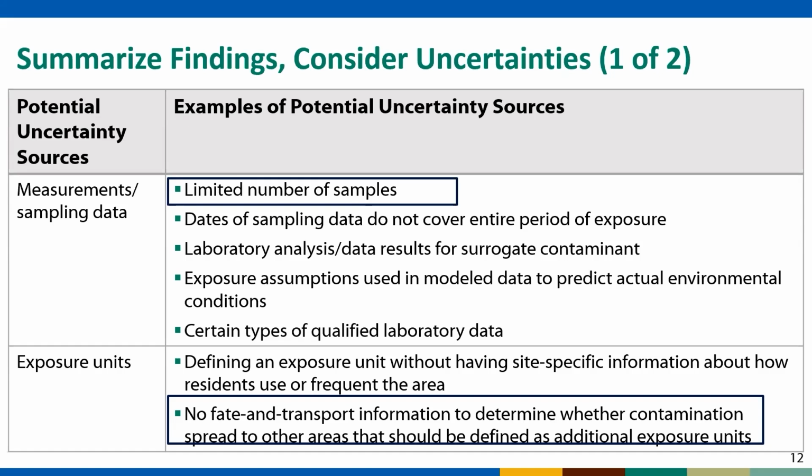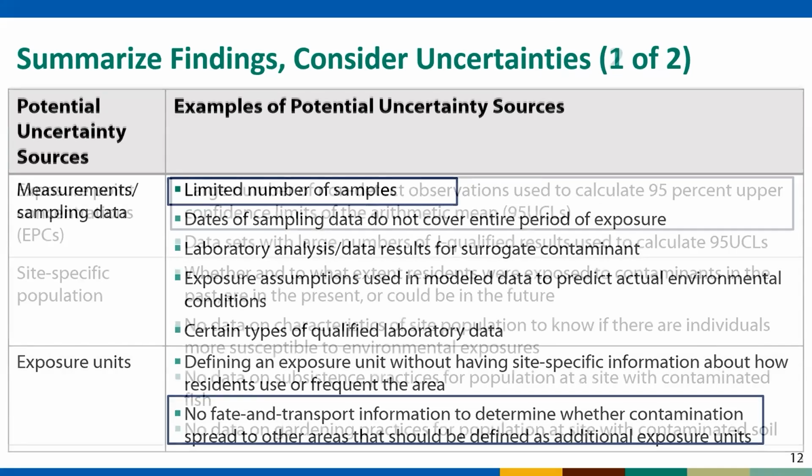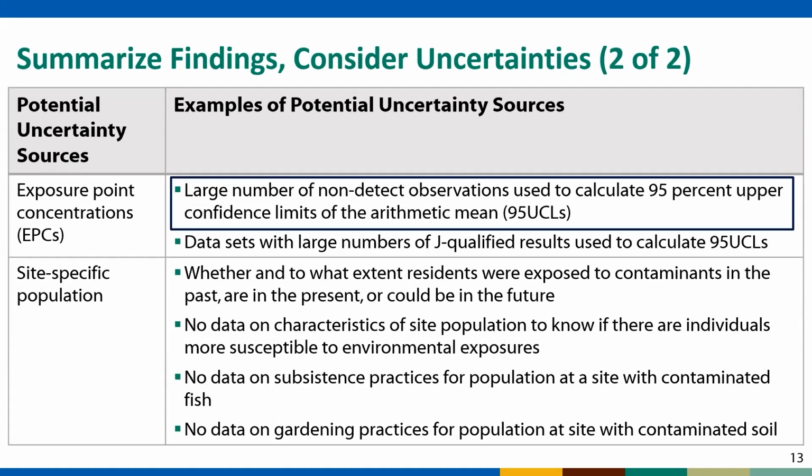Another example of uncertainty relates to exposure units and fate and transport. As you recall from the webinar on sampling data, for the groundwater pathway at the Gala Lumber Company, or GLC site, we do not have a full understanding of the fate and transport of groundwater contaminants off-site to other private wells, besides the 4 wells where we have data. Let's talk about other potential sources of uncertainty.